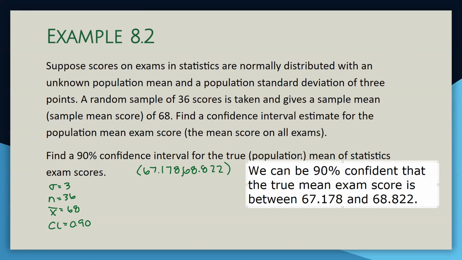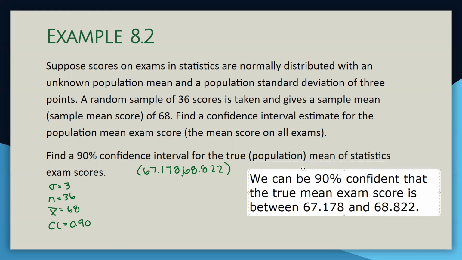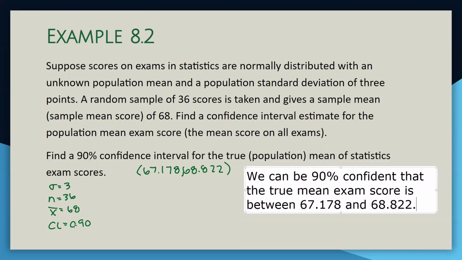So that's basically it for finding that confidence interval. The heavy lifting is the beginning and the end: identifying what you're being asked for and the information that you're given. And then the end is interpreting what that calculator spits out in a way that makes sense in terms of the information in the problem.